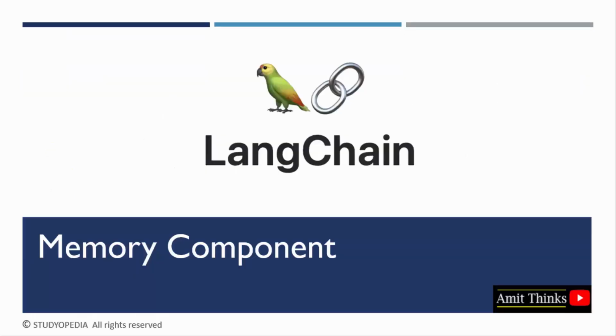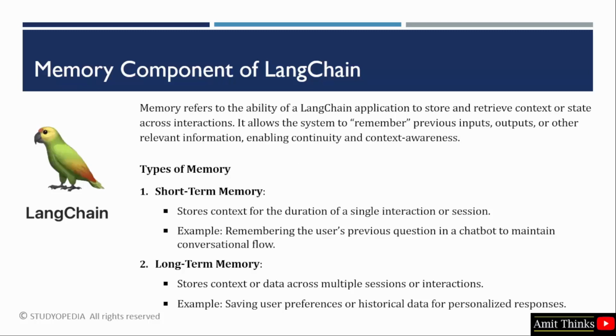In this lesson, we will understand the memory component of LangChain. Let us see. As the name suggests, the memory refers to the ability to store and retrieve context across interactions. So the system remembers previous inputs, outputs, or other relevant information. So there are two types of memory, short-term and long-term. If the context is stored for the duration of a single interaction or session, it is called short-term memory. Like remembering only the previous question of a user in a chatbot so that the flow of the conversation is easily maintained.